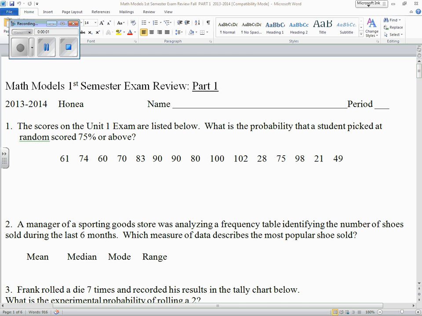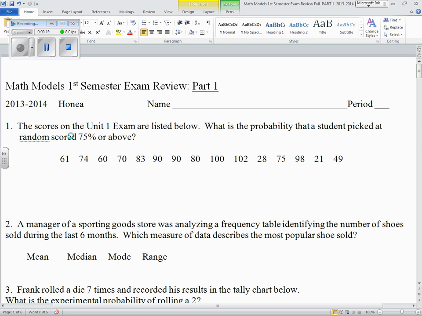So then I give you, this is the Math Models first semester exam review. This is part 1. Question 1. Scores on the Unit 1 exam are listed below. What's the probability that a student picked at random scores 75 or above?